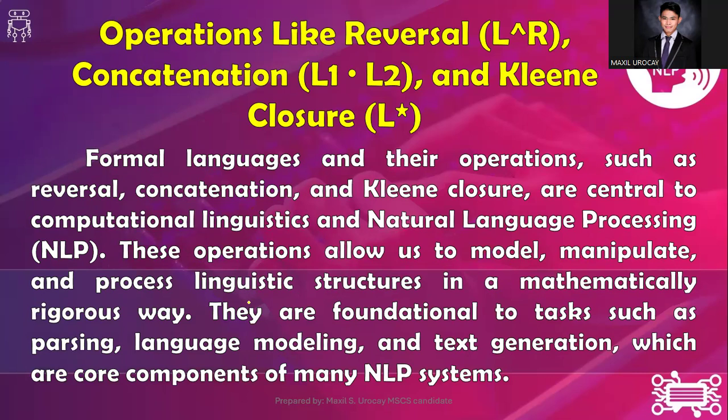Now we also have here the formal languages and their operations, such as reversal, concatenation, and Kleene closure, which are central to computational linguistics and natural language processing. These operations allow us to model, manipulate, and process linguistic structures in a mathematically rigorous way. They are foundational to tasks such as parsing, language modeling, and text generation, which are core components of many NLP systems.